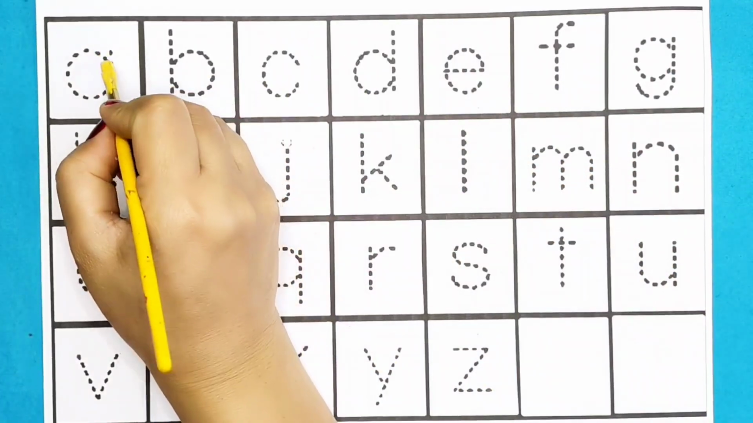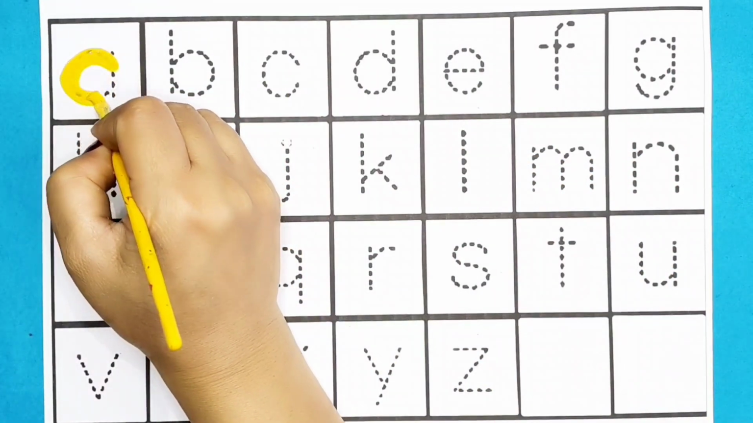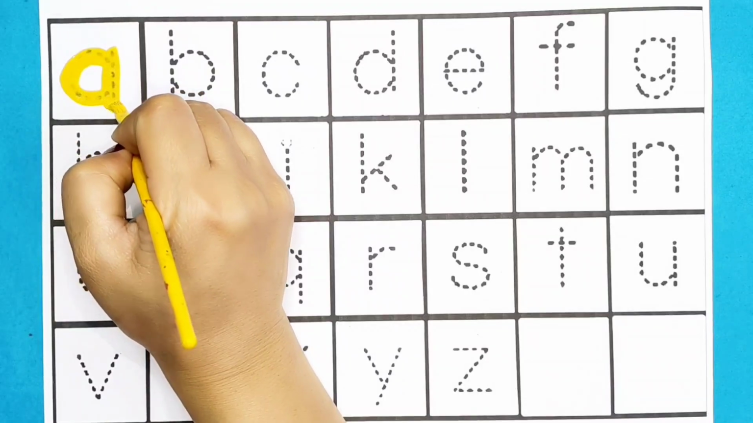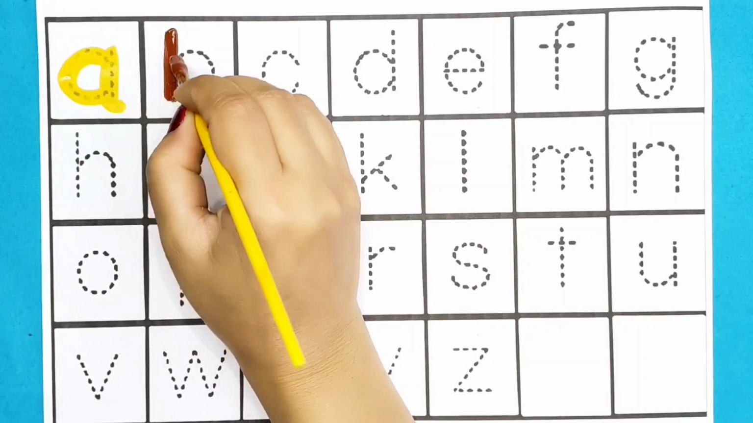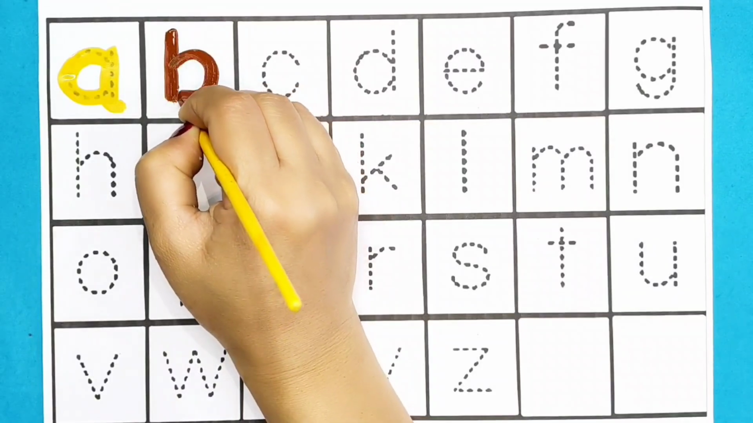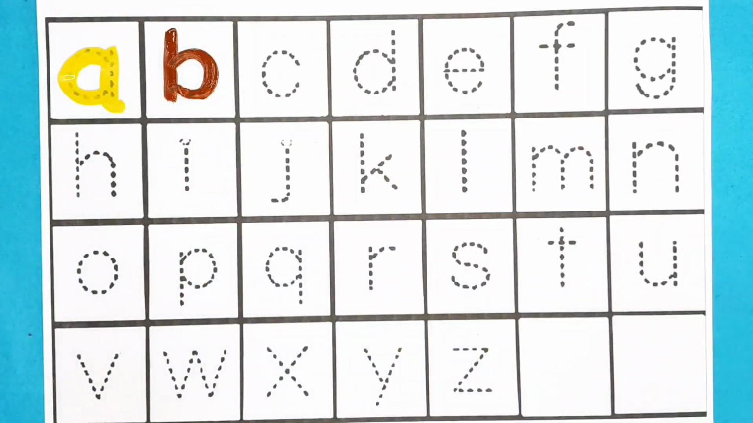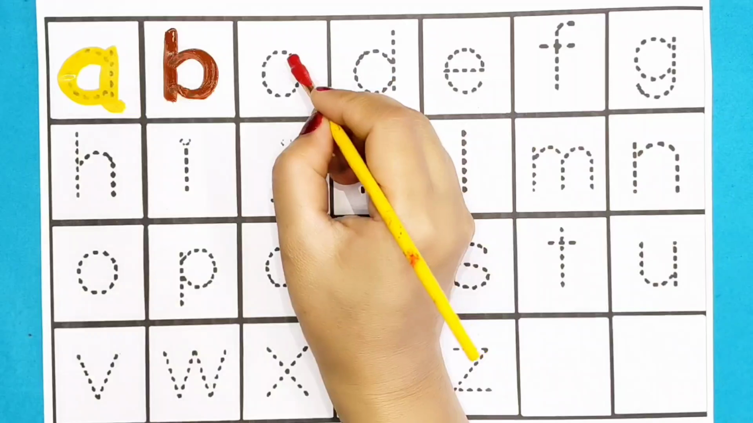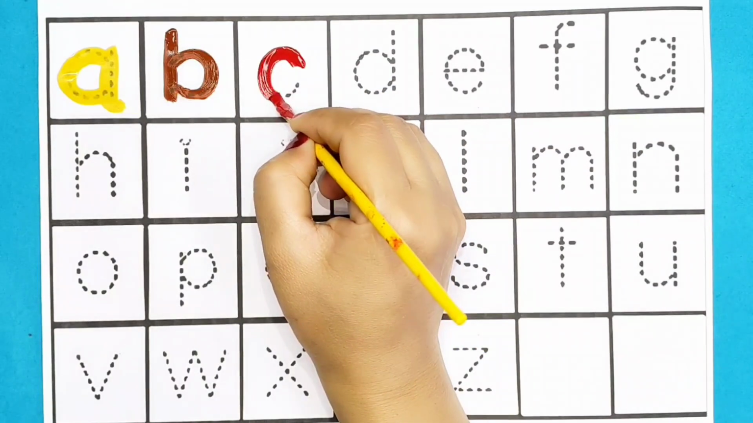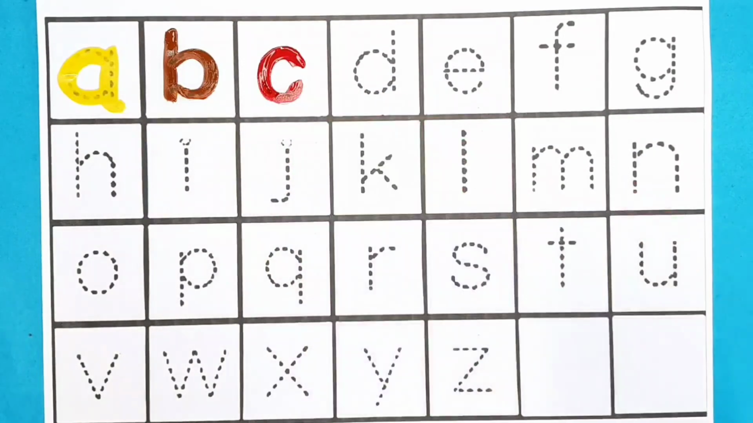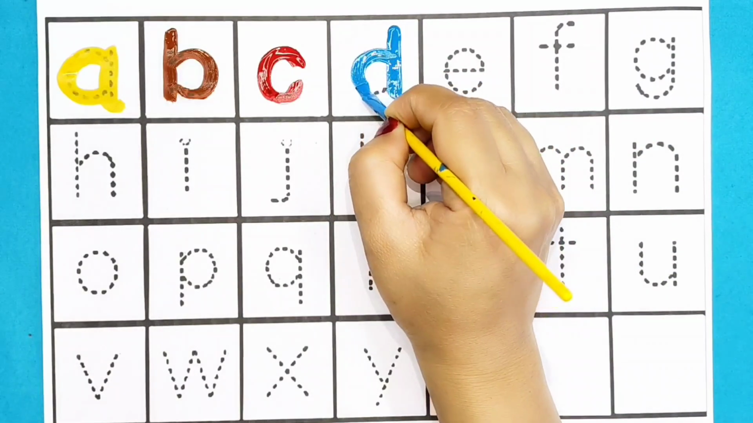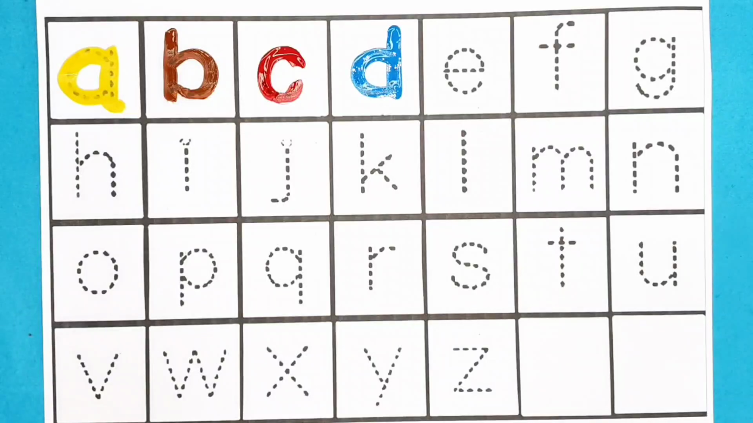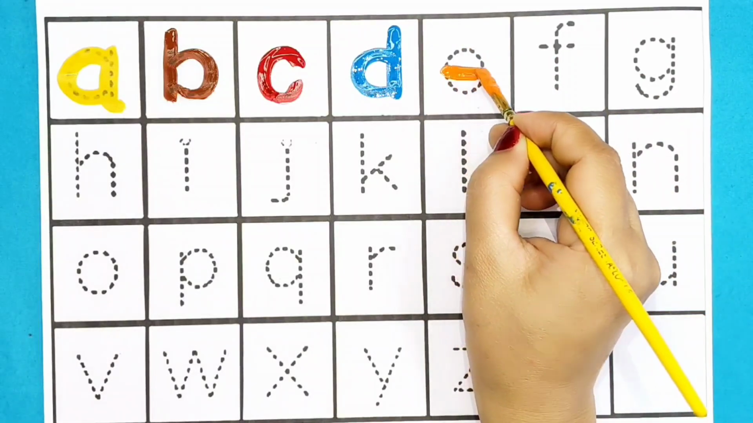Let's paint yellow color. A for apple, brown color. B for balloon, red color. C for cat, sky blue color. D for doctor, orange color.